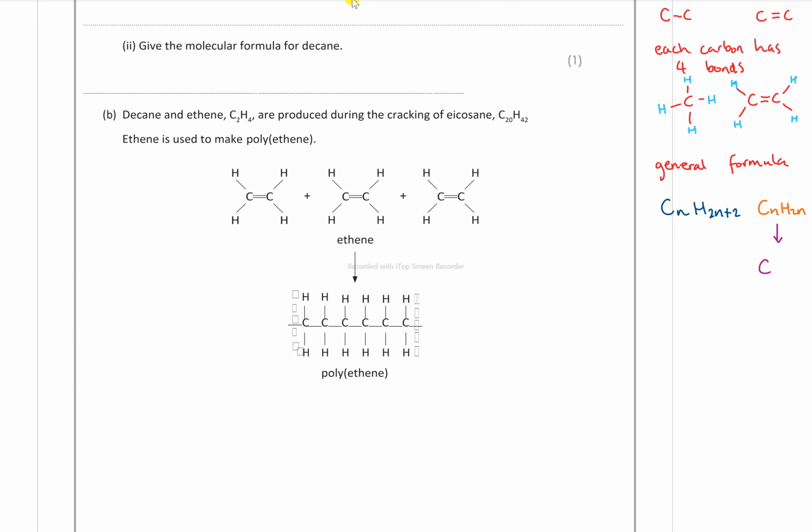Right, if I've got C5, n is 5, so 2n will be 10, so it's H10, you just double the hydrogen. If I said to you C2, it would be H4. If I said C3, it would be H6. This is the easiest one to learn, I think.